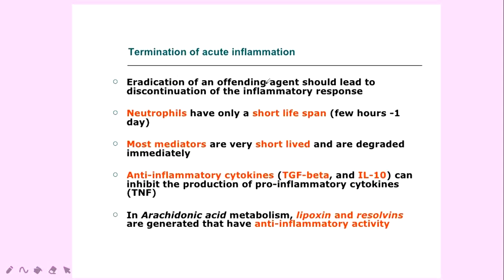Now, how does the termination of the acute inflammatory response occur? The neutrophils have a short lifespan, a few hours to 1 day. Most mediators are very short-lived and they are degraded immediately. Anti-inflammatory cytokines are produced, TGF-beta and interleukin 10, and they inhibit the production of TNF. And in arachidonic acid metabolism, lipoxins and resolvins are generated that have anti-inflammatory activity.